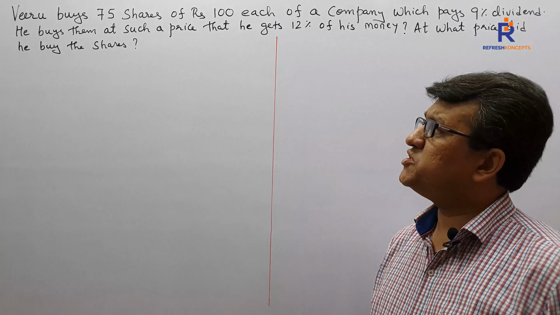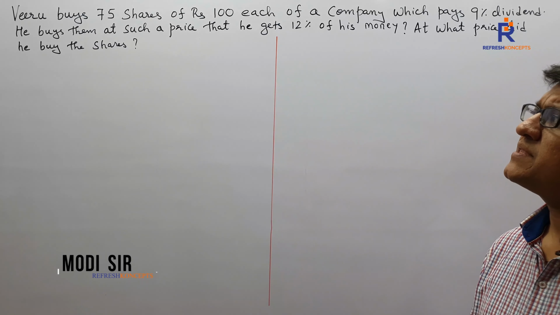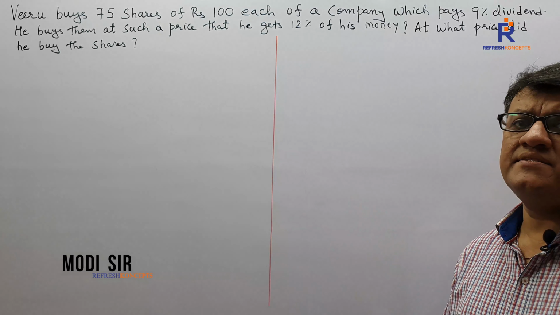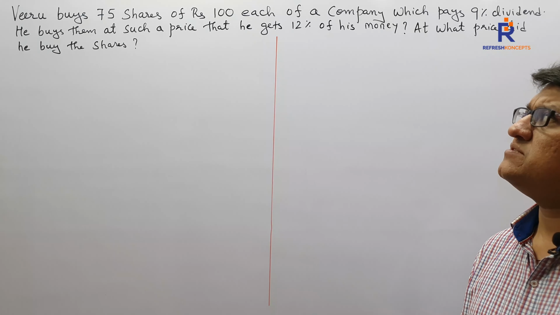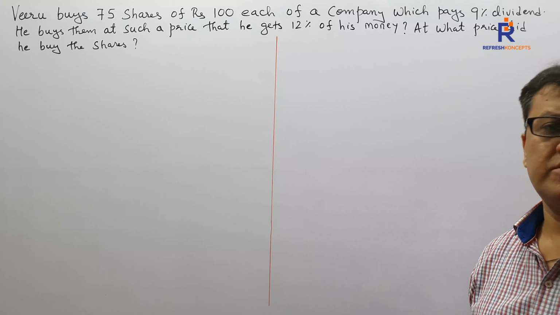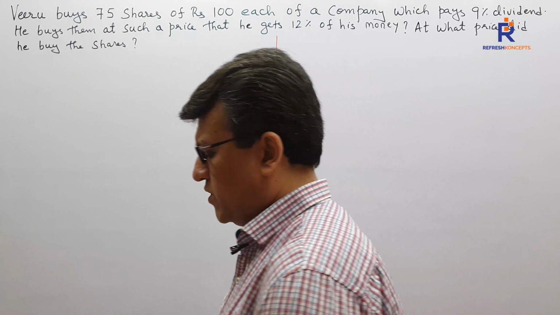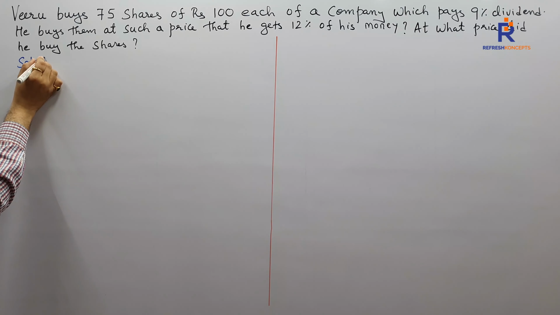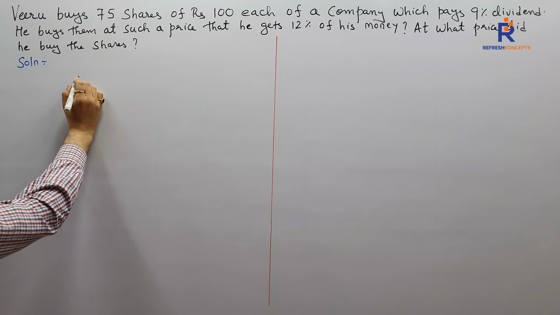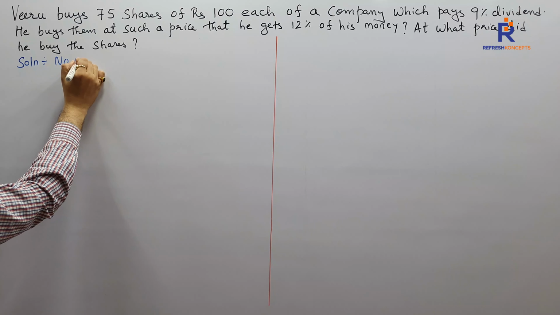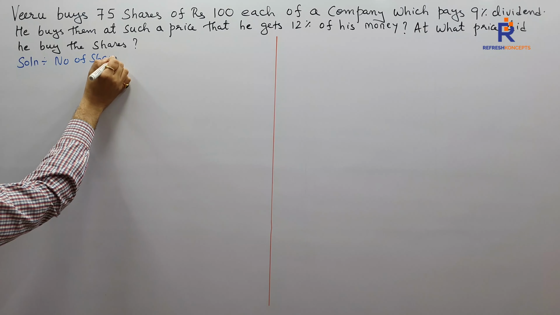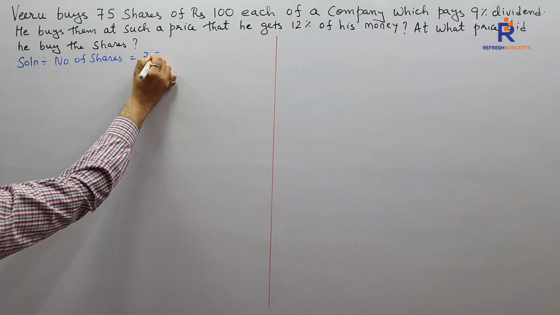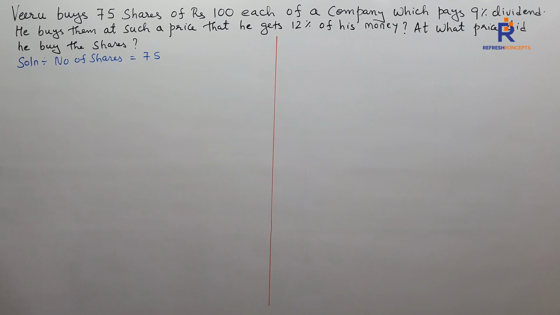Let's check this one, children. Quite good one. What it says: Viru buys 75 shares of rupees 100 each. So let's jot down one by one what is the data given to us. Solution: Viru buys 75 shares. Number of shares is 75 of rupees 100 each.